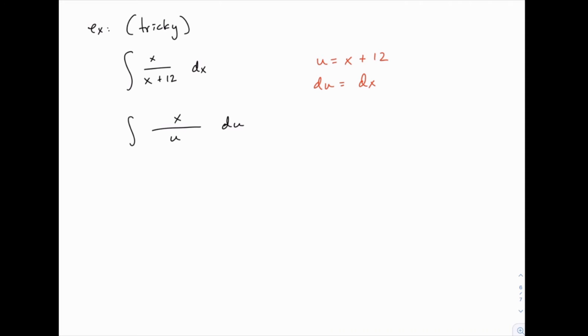And if you haven't seen it, look back here where we defined u. We said u equals x plus 12. How could we replace x with something in terms of u? Well, if we just solve for x, just like we've solved with dx before, we can replace x with u minus 12.